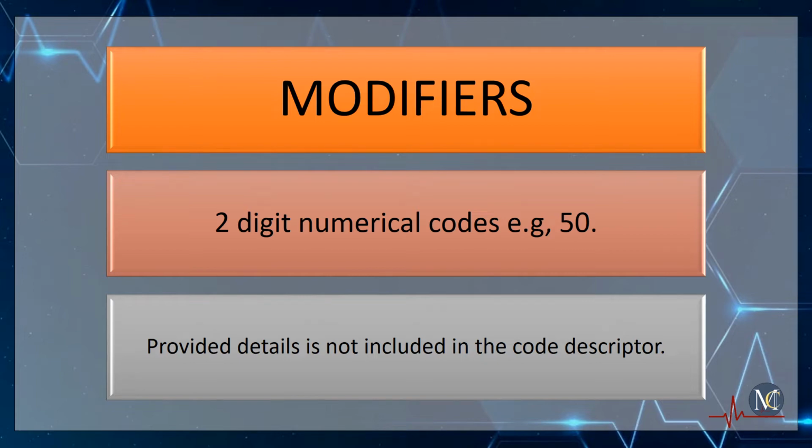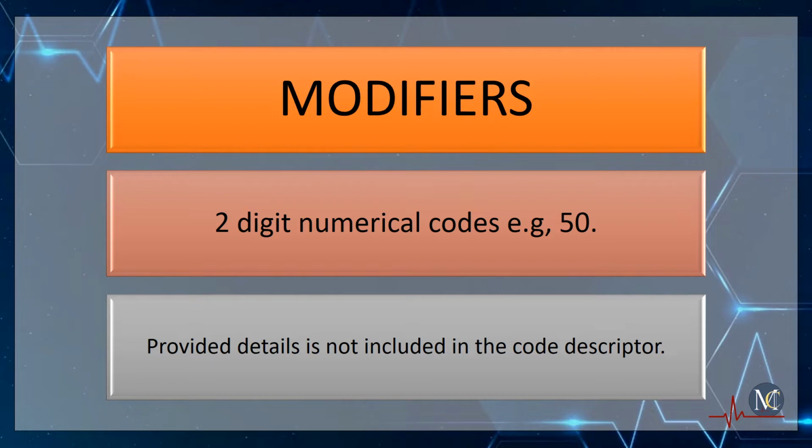CPT modifiers are two-digit numerical codes appended to CPT codes to provide additional information about the services rendered. They are appended to CPT codes to indicate specific circumstances that may affect reimbursement or the description of the service provided.